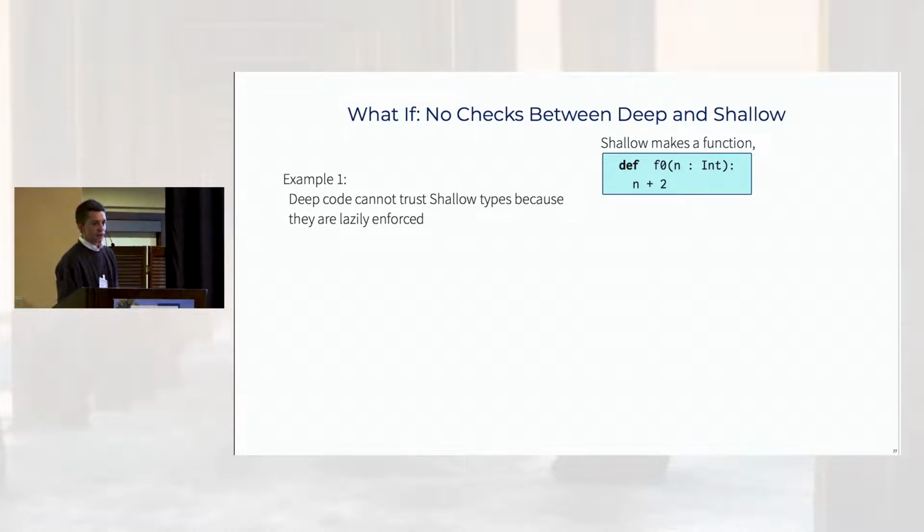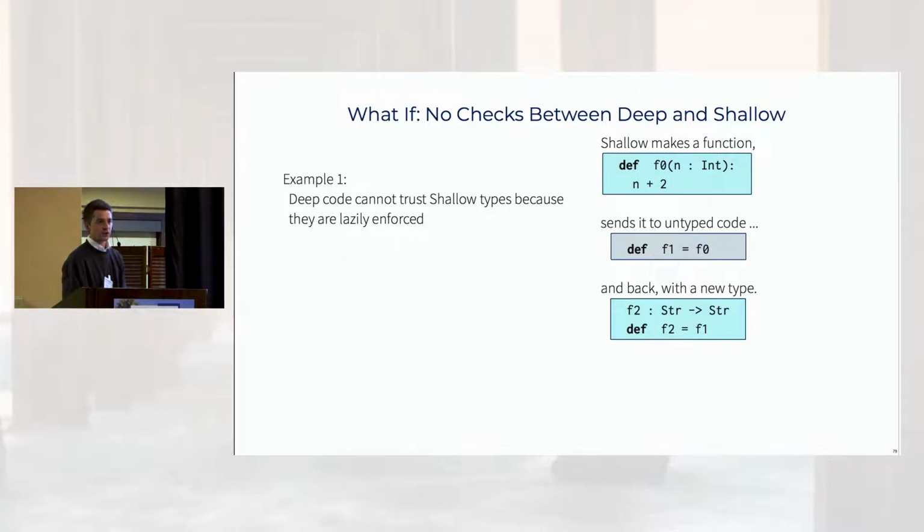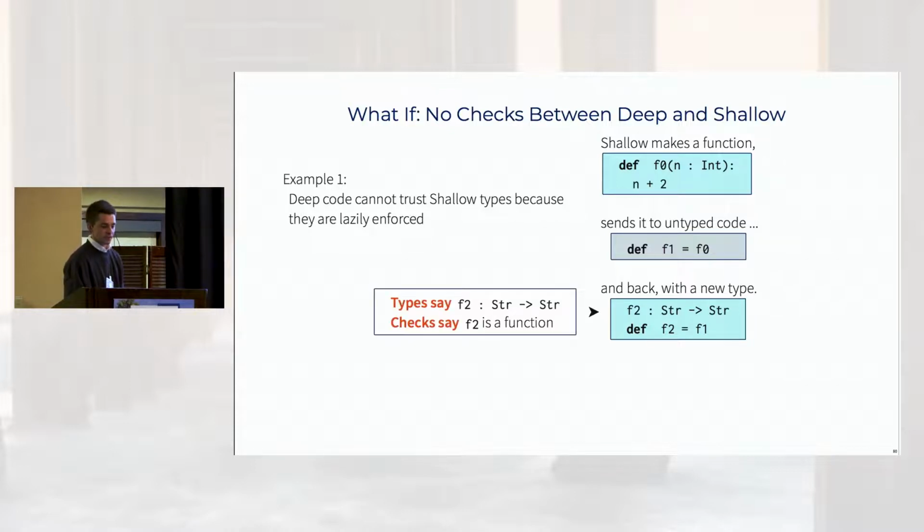So here at the top, we have a shallow typed function. It's defined in shallow code, it's type checked, it's a function that takes in a number and returns a number. What if we send this function out to untyped code? So now f1 is an untyped function that's equal to this shallow typed f0, and we send it back in to shallow code at a different type. So before it was labeled int to int, now it's labeled string to string. And we have an interesting situation where the types claim that our f2 here is a string to string function.